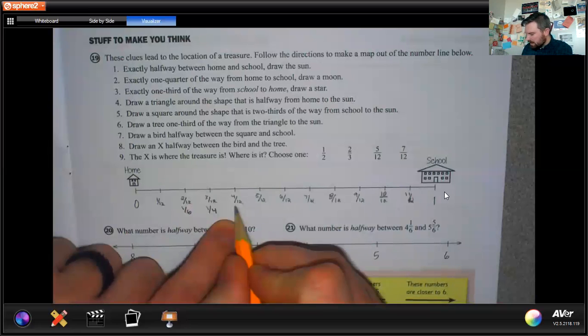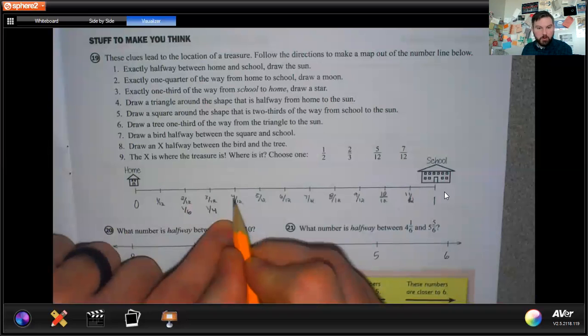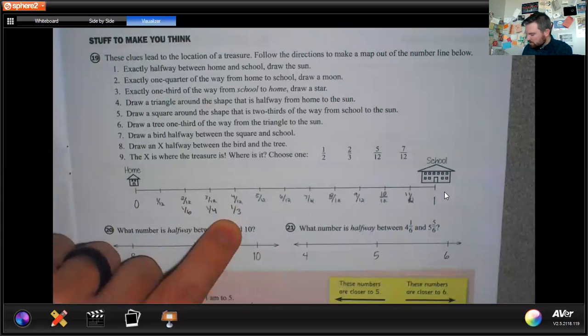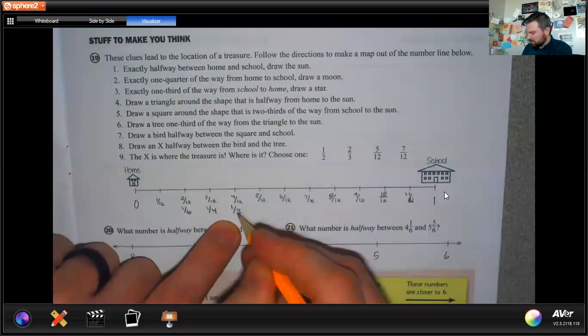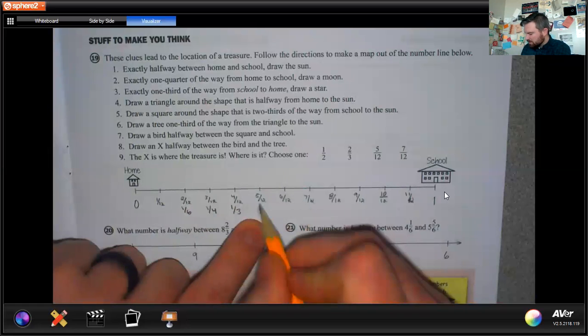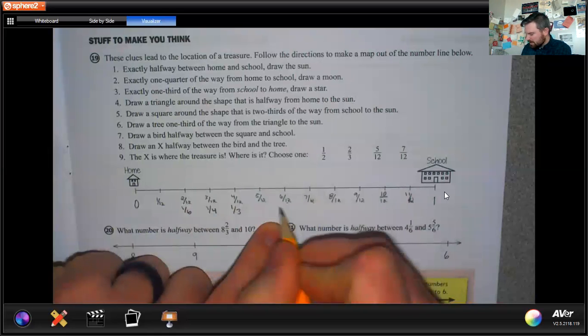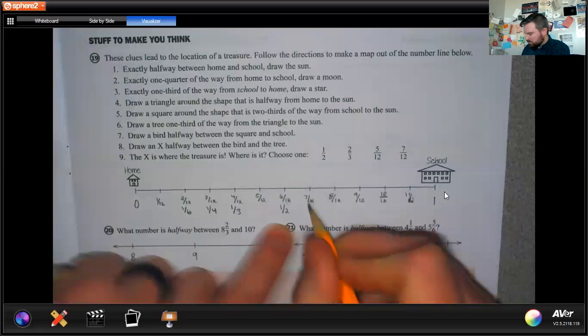Here I have 4 over 12. Both of those are divisible by 4. 4 divided by 4 is 1. 12 divided by 4 is 3. So you get 1/3. So these are equivalent fractions. 5 over 12 is fine. 6 over 12, both are divisible by 6, and 6 is actually half of 12, so this is a half. 7 over 12 is fine.